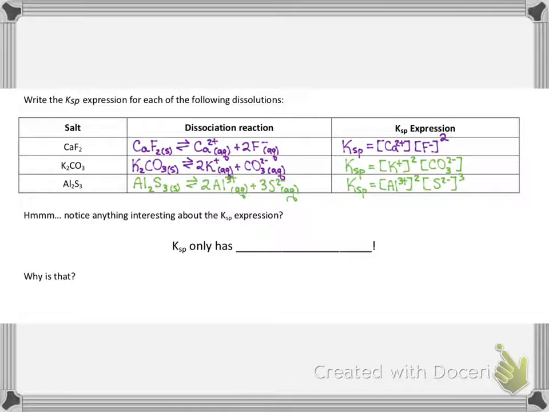So I hope you definitely noticed the KSP expression will only ever have products when it is written. I added an extra exclamation point because it's so important. And the reason this happens is because when you're dissolving something, or dissolution, it always starts with a single solid reactant, and solids aren't included in an equilibrium constant expression.